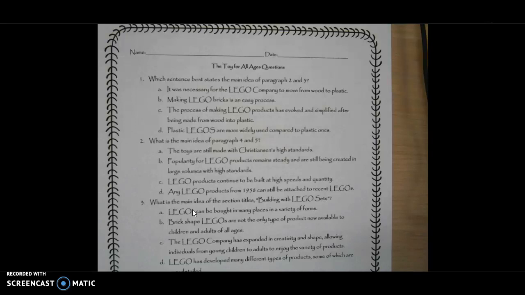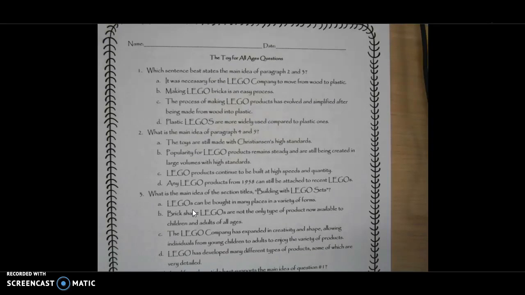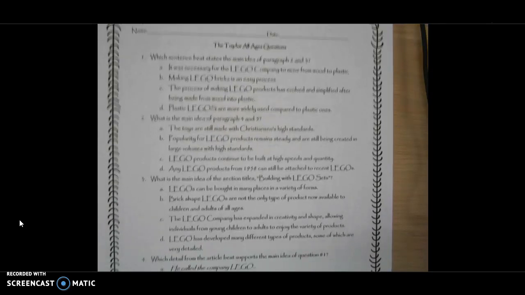3. What is the main idea of the section titled Building with Lego Sets? A. Legos can be bought in many places in a variety of forms. B. Brick-shaped Legos are not the only shape of product now available to children and adults of all ages. C. The Lego company has expanded in creativity and shape, allowing individuals from young children to adults to enjoy the variety of products. Or D. Lego has developed many different types of products, some of which are very detailed.